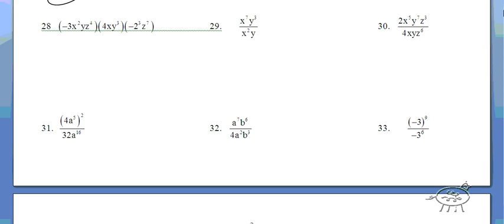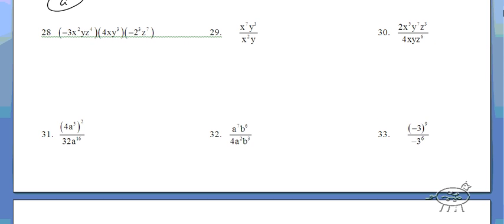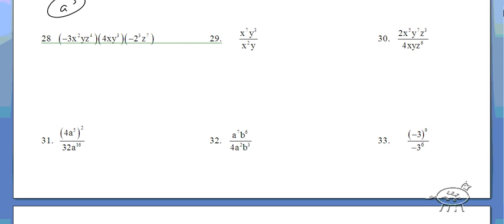Okay. This one looks a little more complicated, but it's really not that bad. It's just multiplying 3 things together. There's no exponent on the outside, so it's just negative 3 times 4 times negative 2. And that gives you 96.